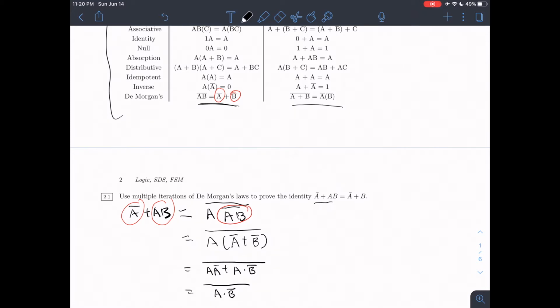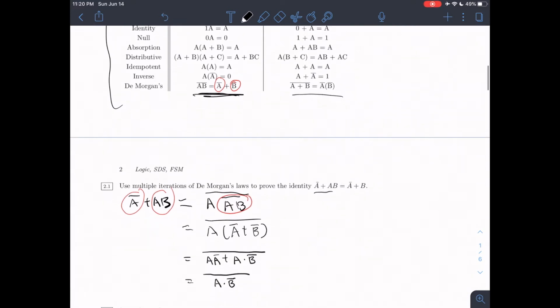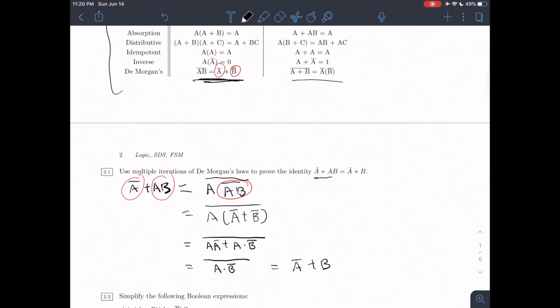And then again, we can use the De Morgan's law for the AND form, where the A is going to be the same A as this one, and then we're going to use not B for this B. So then it's going to be equal to not (A plus B). And so that's how you get from not (A plus not A B) is equal to not A plus B.